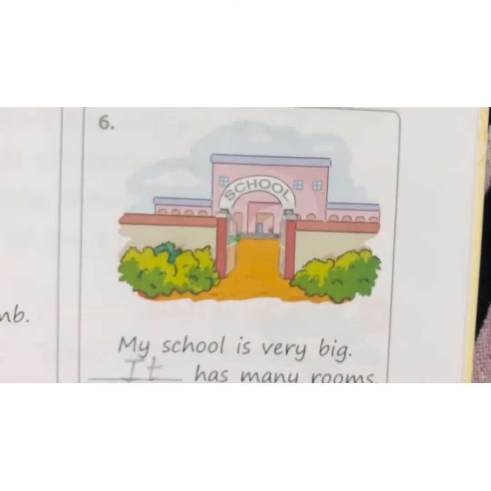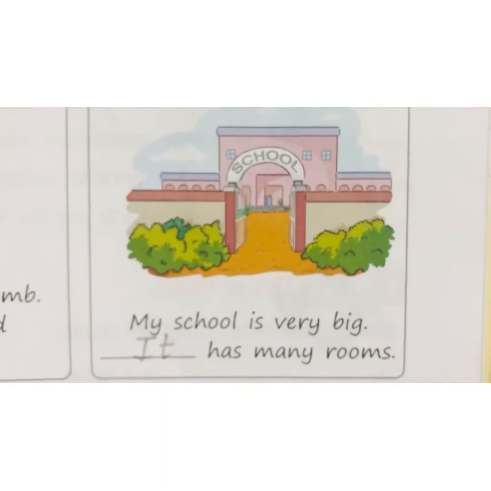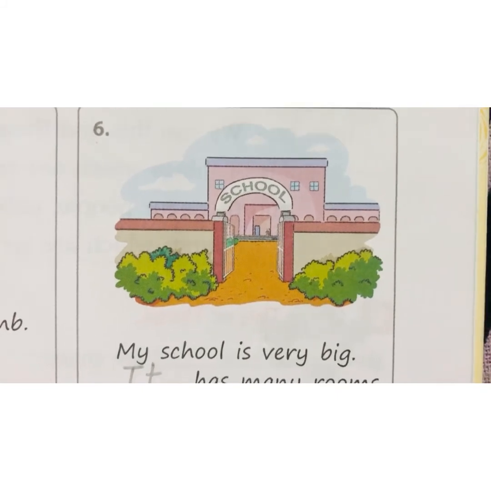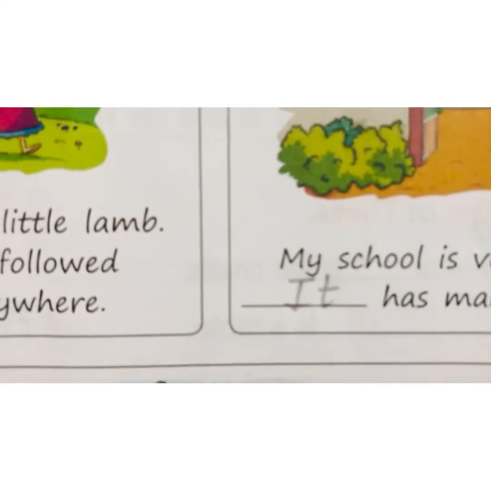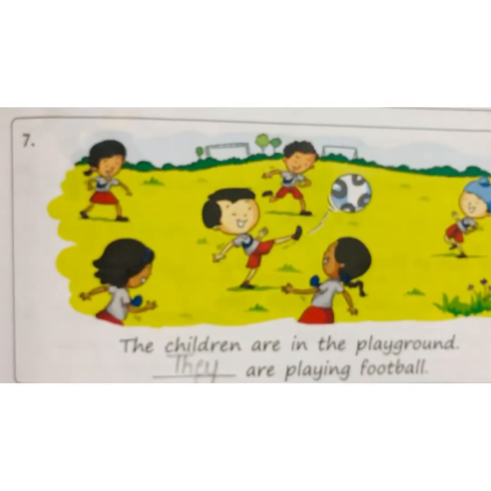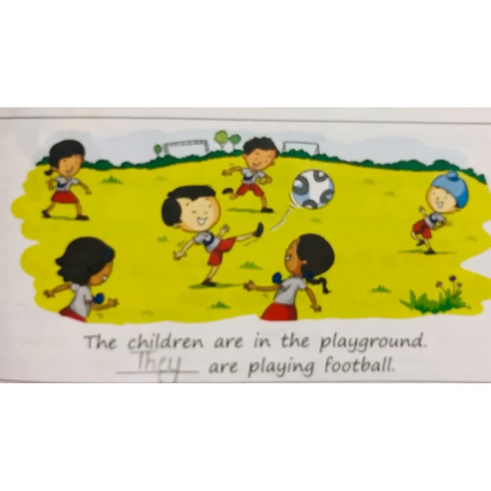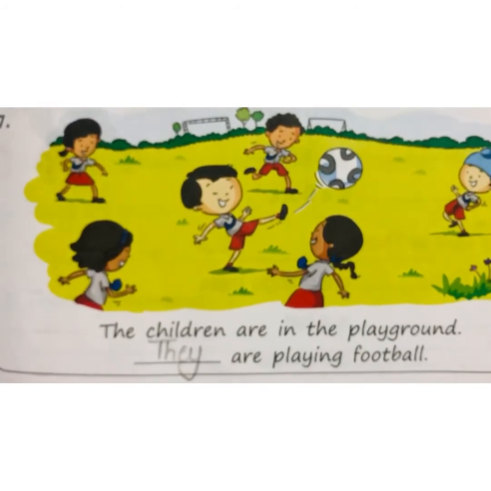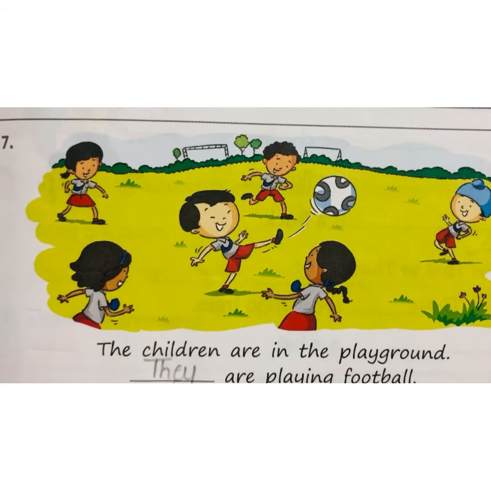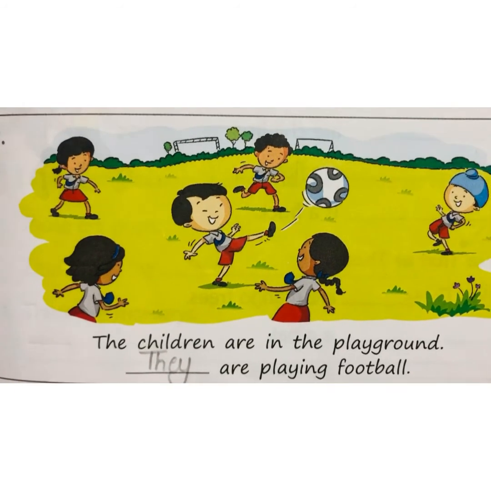Next one is school. In the picture you will see a school. My school is very big. Dash has many rooms. School is a place. So we will use it. The seventh one is the children are in the playground. Can you see the children playing in the playground? They are playing football. We will use they for the children because they are many in number. That's why we will use they here.